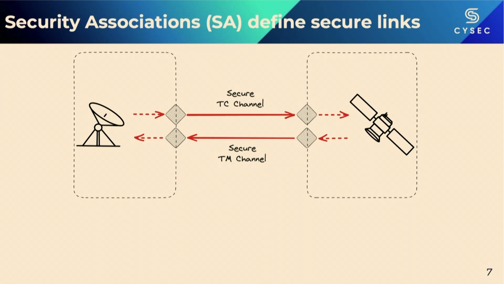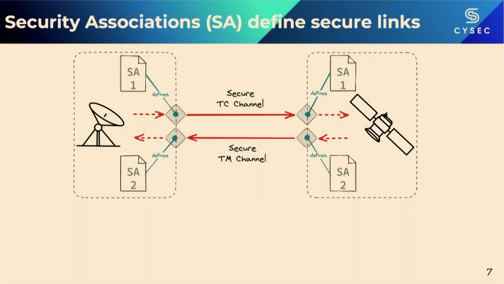So SDLS works with channels. You have multiple channels between two endpoints, which we call secure channels. They are all configured by what we call security associations, or what I'm going to say is SA for short, because security association is a pain to say all the time. So these SAs exist on each endpoint for each channel that you are securing. Also, each channel has the same SA, which is synchronized between the two endpoints.